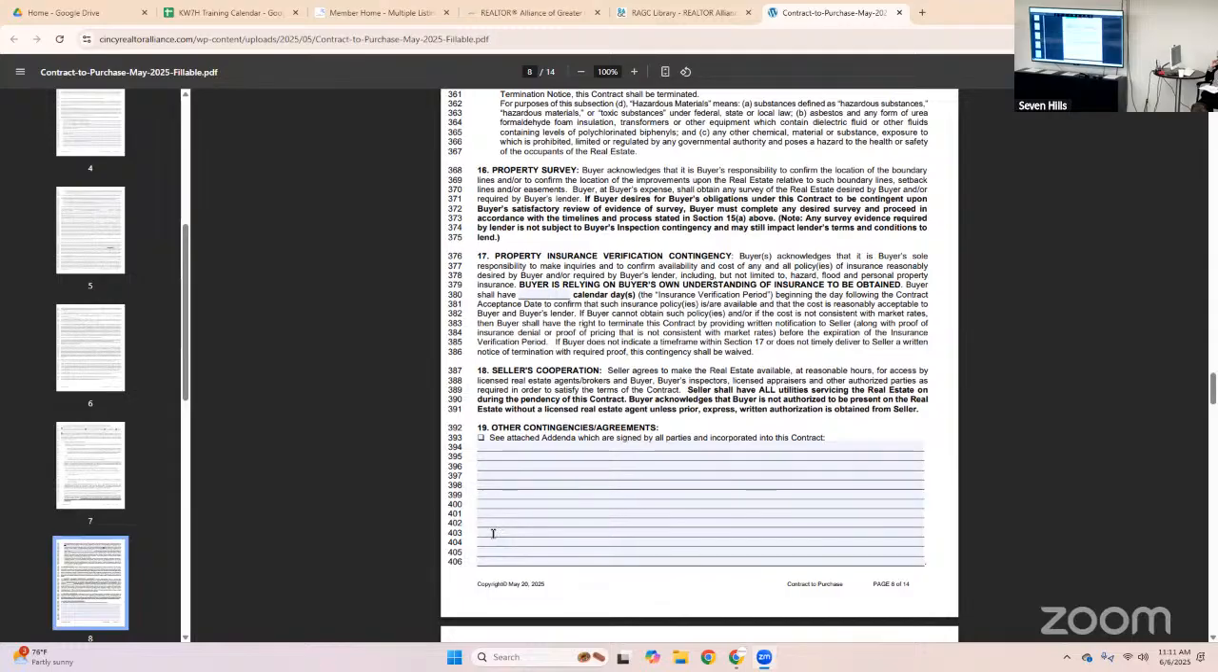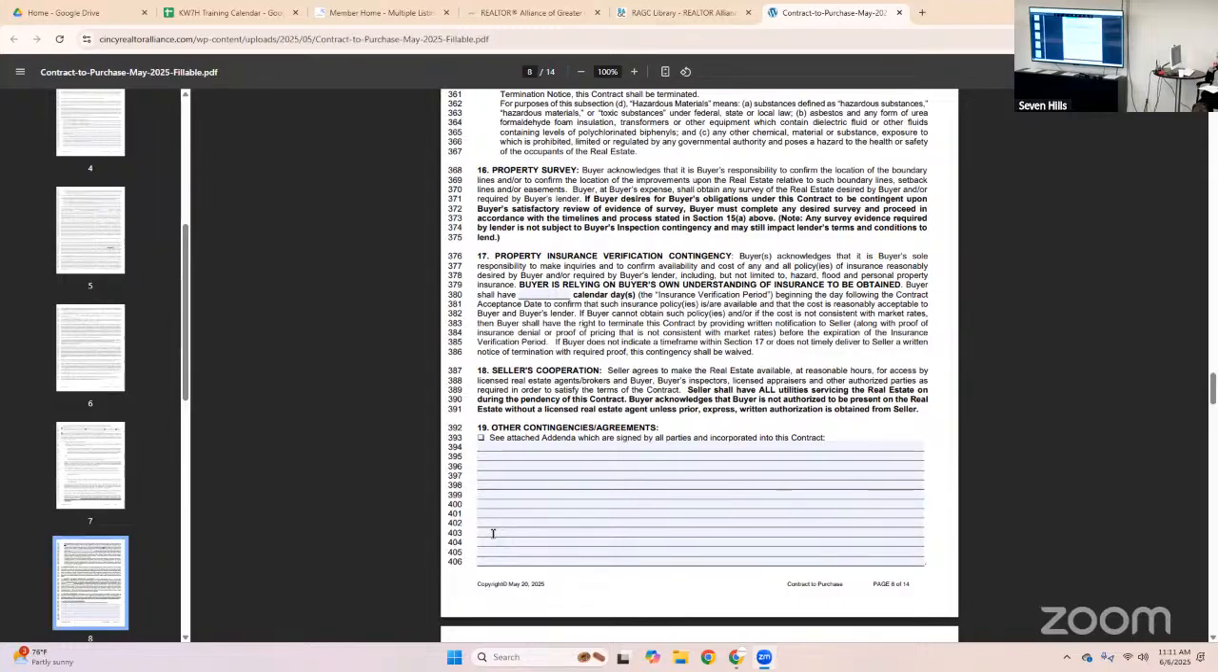Buyer will have blank calendar days in the verification period, beginning the day following the contract acceptance date, to confirm that such insurance policy or policies are available and that the cost is reasonably acceptable to buyer. If the buyer cannot obtain such policy, so if the cost is not consistent with market rate, then buyers have the right to terminate this contract by providing written notification to seller along with proof of insurance and proof of pricing that is not consistent with market rates.